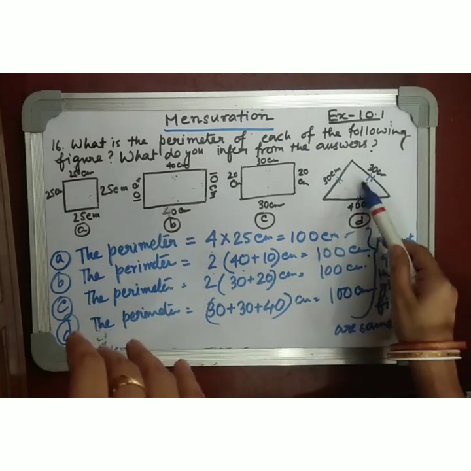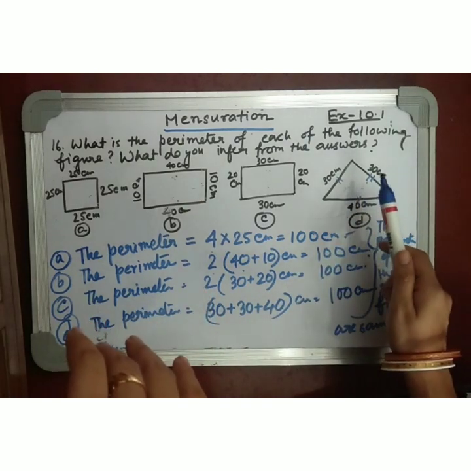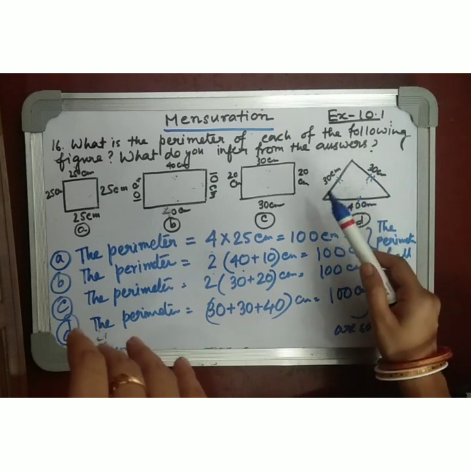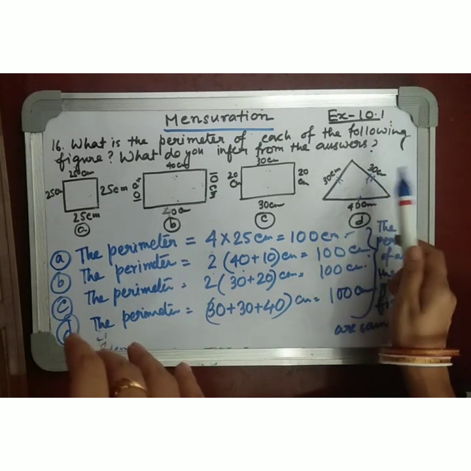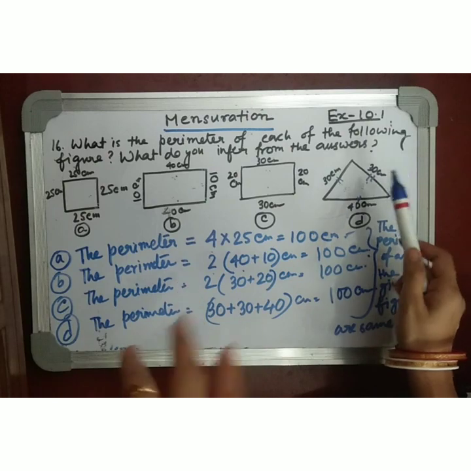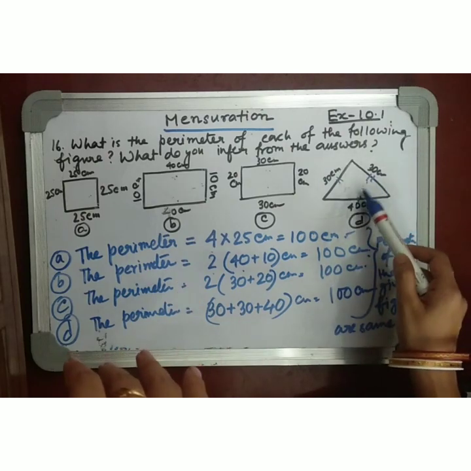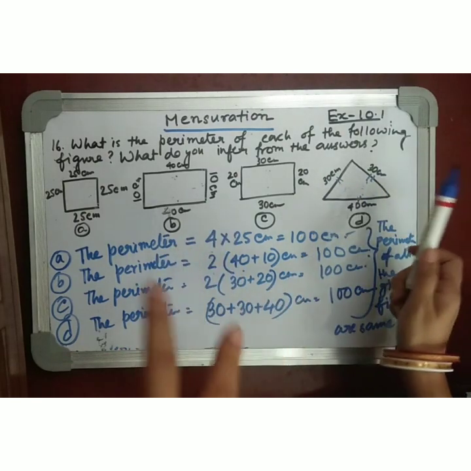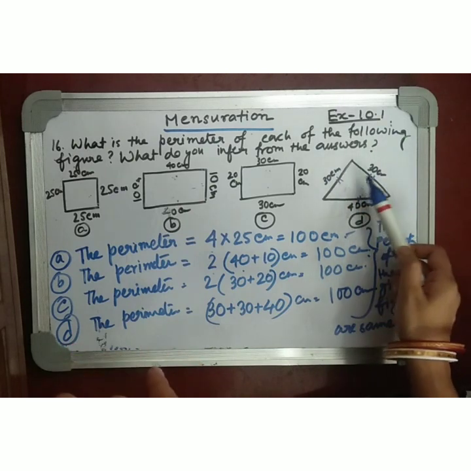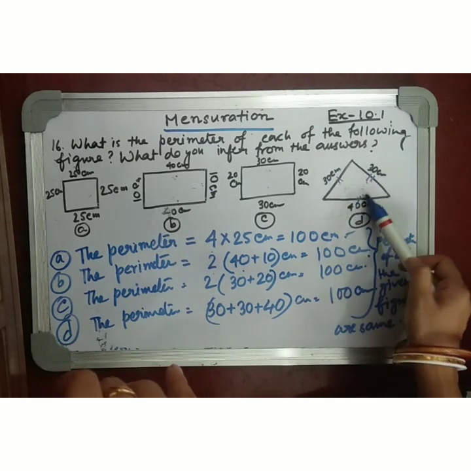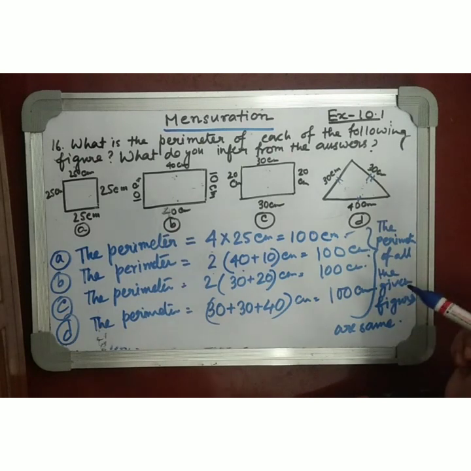In this figure, two sides of this triangle are equal. So you can see, we can call it an isosceles triangle also. So 30 plus 30 plus 40, because perimeter is the sum of all the sides. So it is coming 30 plus 30 plus 40, it means 100 centimeter.